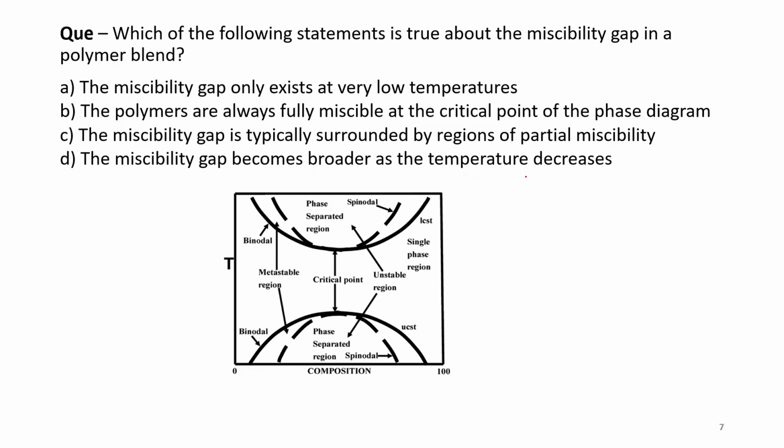So here is the phase diagram also. So what is the miscibility gap in a polymer blend? And then which statement is correct about it? Any idea? Anyone wants to share their views?